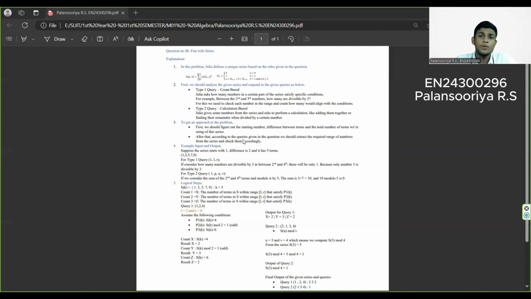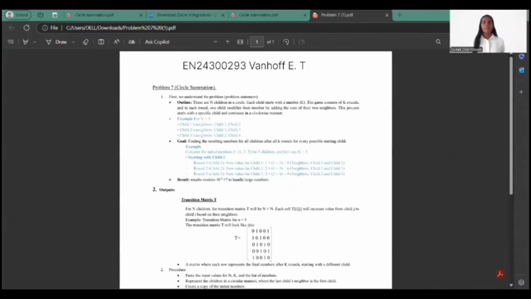In brief, the process is to identify the starting number, difference, and length of the series, extract the required terms based on the query, and apply the conditions or calculations to get the results. As in the example outputs, the count of numbers greater than 4 between the second and fourth terms is 2, and the sum of the second and fourth terms modulo 5 is 0. In short, we can analyze the series, process the query step by step, and calculate the results accordingly.